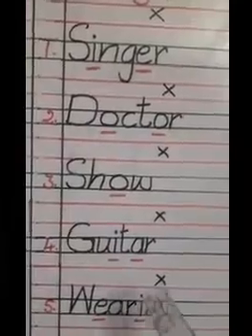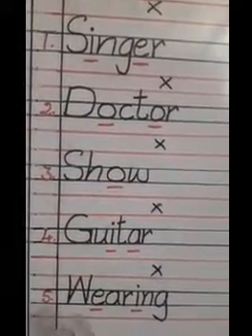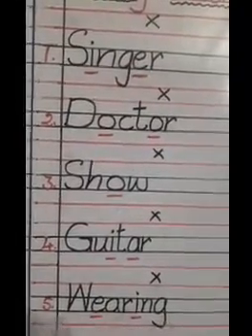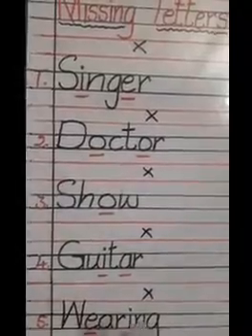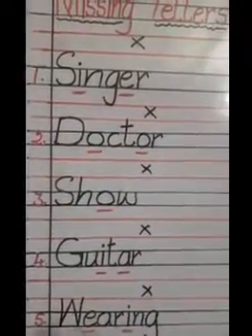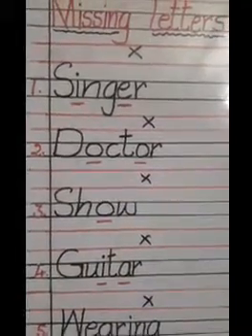Okay. Again, leave a line. Next, write the fifth one. Wearing. W-E-A-R-I-N-G, wearing. Here, underline E and I. Okay.